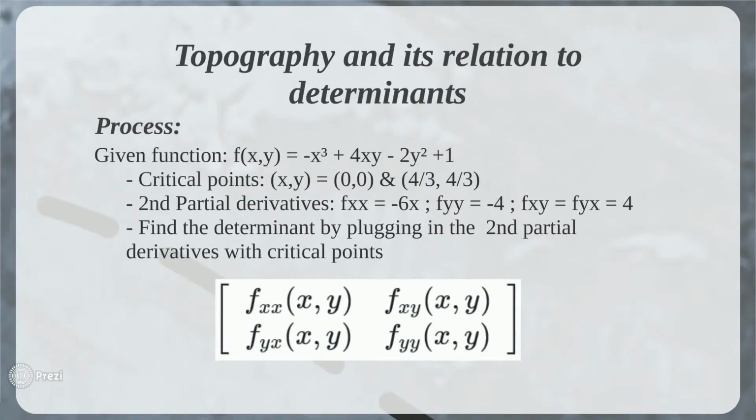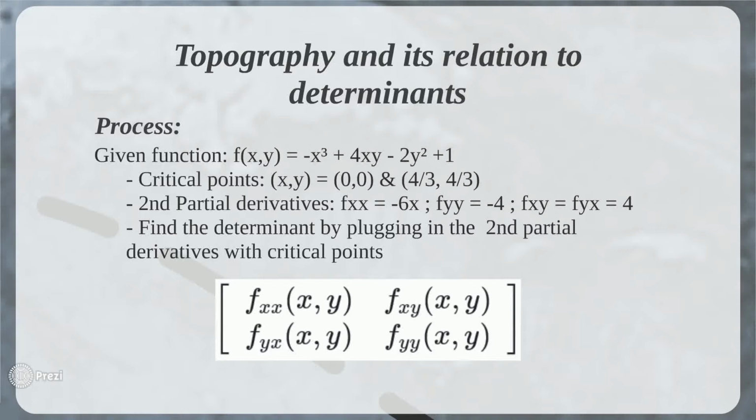With the given function, we find the first two partial derivatives, we set those equal to 0 and find the values of x and y. The critical points give us the values (0, 0) and (4/3, 4/3). We must then find the second partial derivatives, which can be done by differentiating the first two first partial derivatives, both with respect to x and y. We see that they give us fxx is equal to negative 6x, fyy is equal to negative 4, and fxy and fyx are equal to 4.